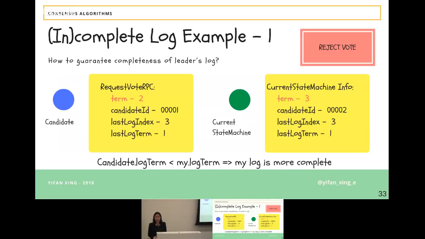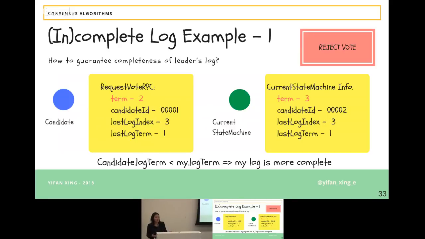So the answer is that we do not vote. We reject the vote because the candidate's term is less than our term. That means we've been through more elections, that means we know more than the candidates, and that means we probably have a more complete knowledge of what has happened. So that answers someone's question.